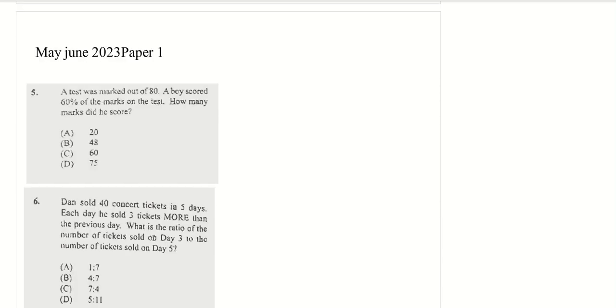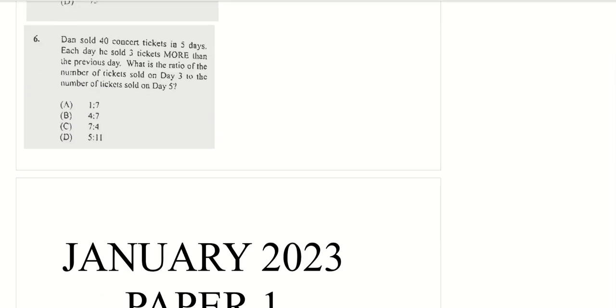Part B, a test was marked out of 80. The boy scored 60% of the marks on the test. How many marks did he make? What if we read the statement right here? 60% of the marks, that's 60 over 100 of the marks. What is your marks? 80, because 80 is the total, right? You cross out this, cross out this, cross out this. So he got 48. That is how many marks he got, right?